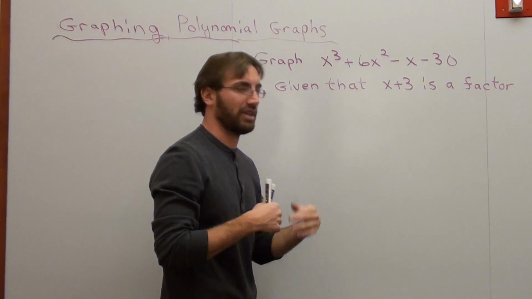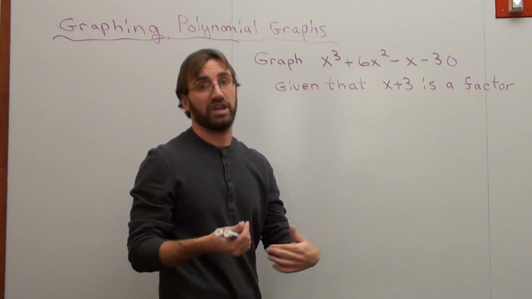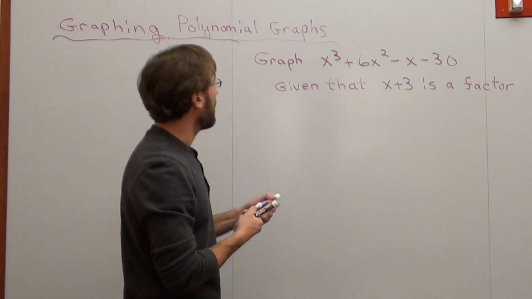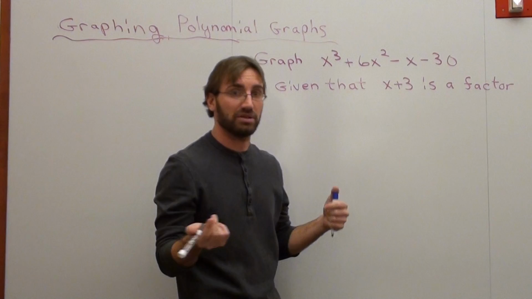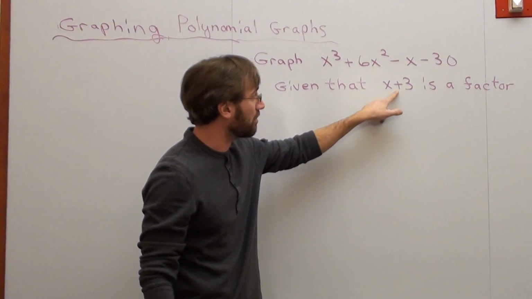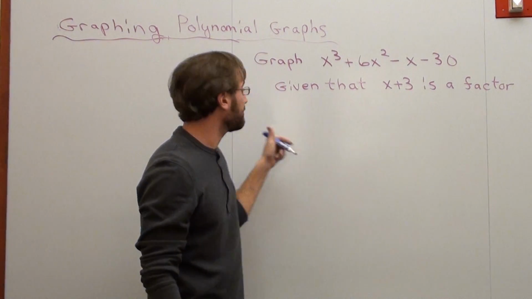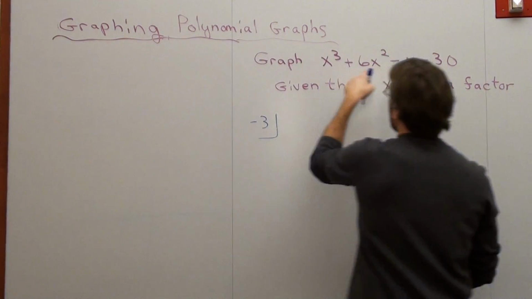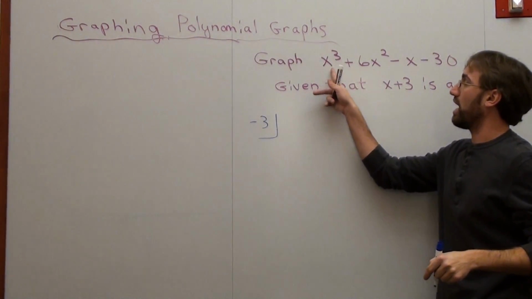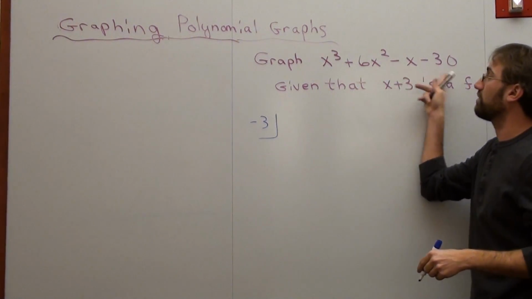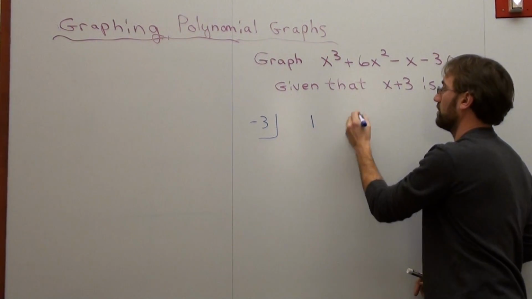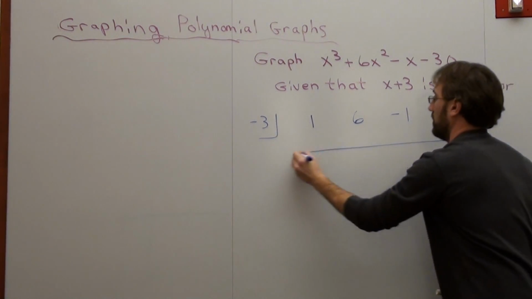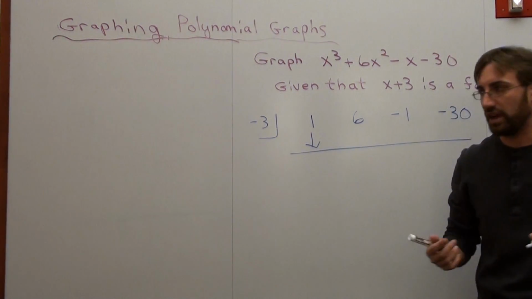Well, in order to do that, you can use a couple of different methods. You can use something called synthetic substitution. You can use synthetic division. I prefer synthetic division because I know I've shown that already. And how you do synthetic division is pretty easy. You take the opposite of this number, which is negative 3, and you take each coefficient of this graph, 1, 6, -1, and -30.